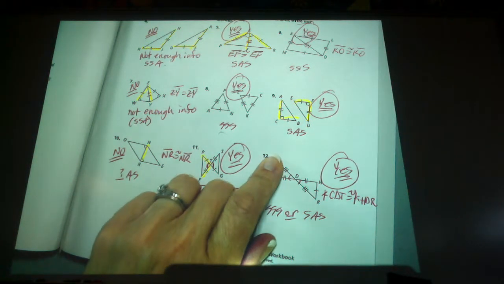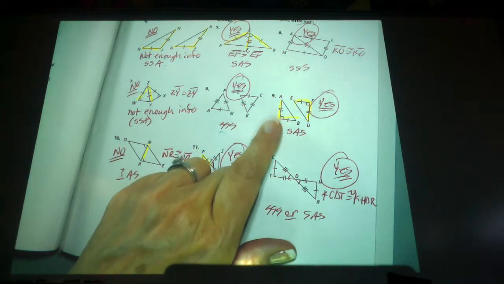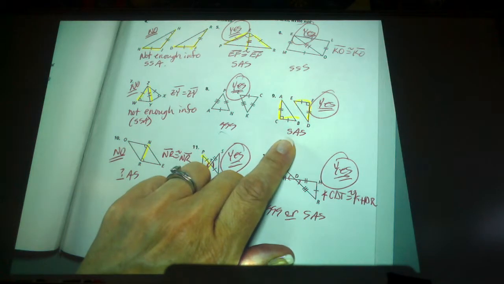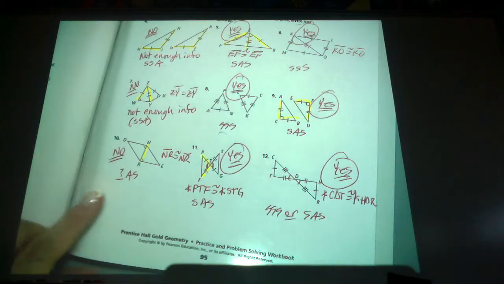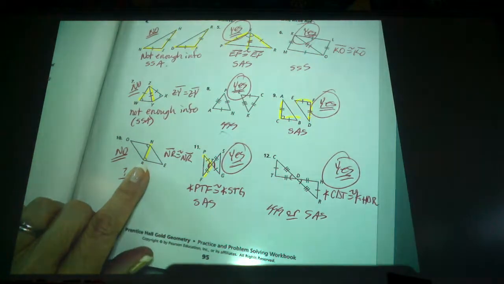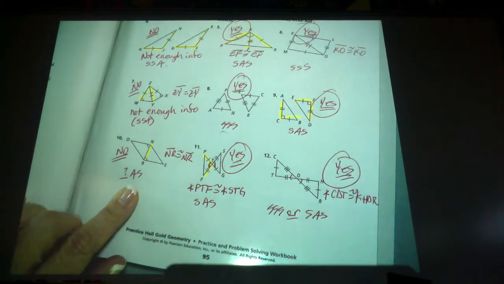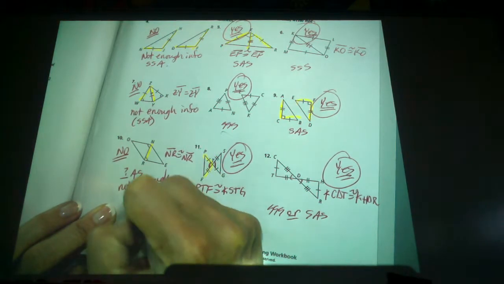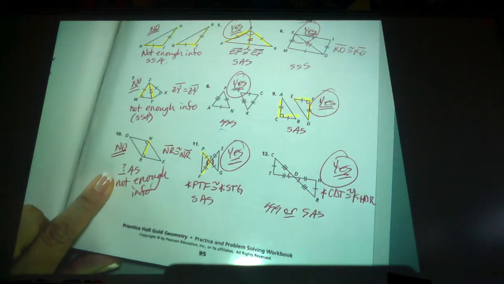This one, they've given you all 3 pieces. They've given you 2 sides and an angle, and that creates the included angle in between those 2 sides. So yes, by SAS. So there's nothing that you need on that one. Then on this one, you can prove that NR is congruent to NR, but that only gives you 2 pieces. So I forgot to write in there, not enough information. So you definitely don't have enough info here to prove by SAS at all.